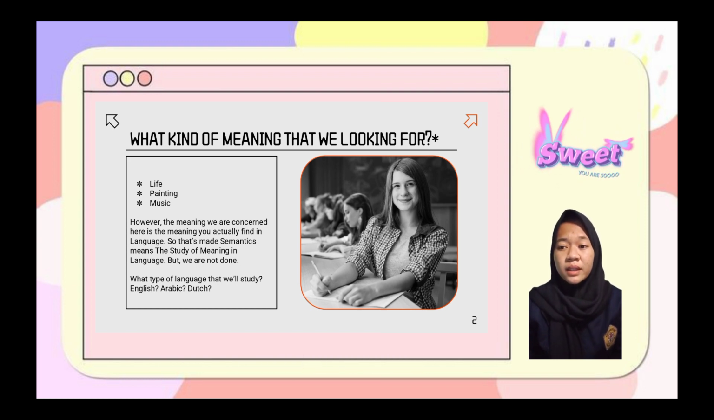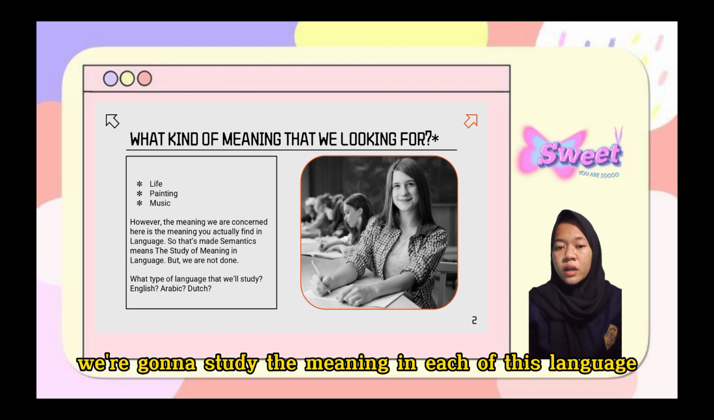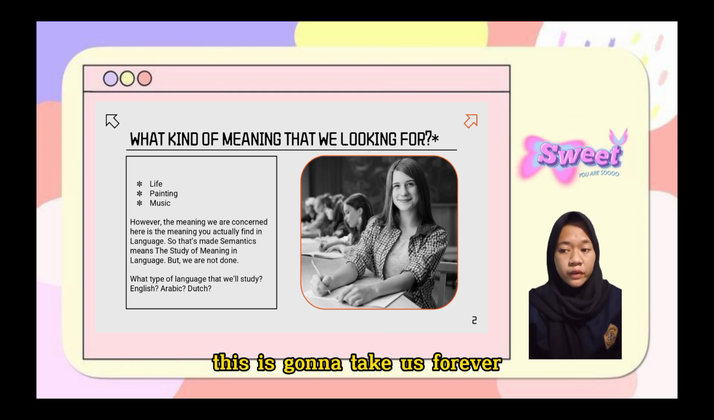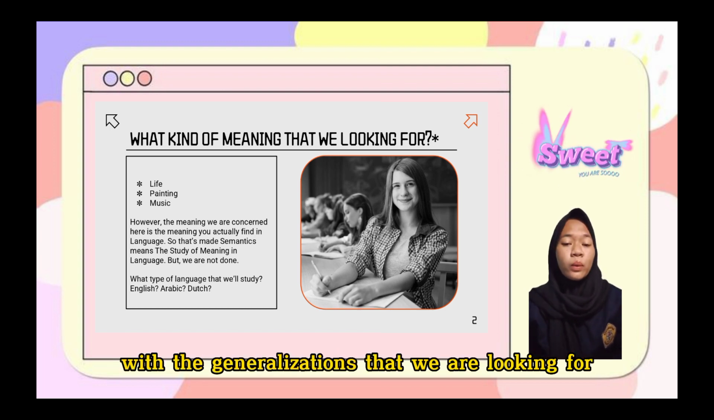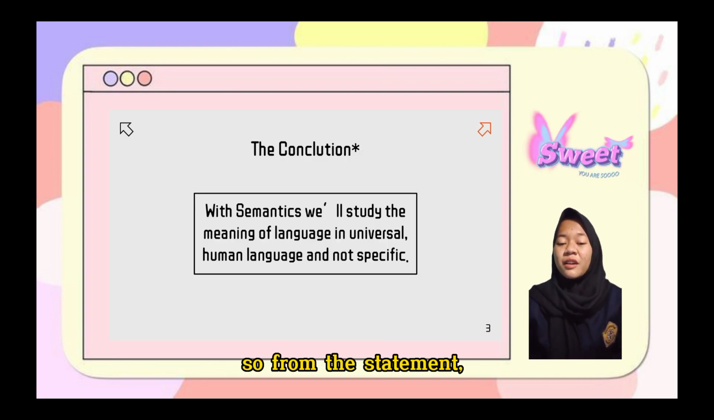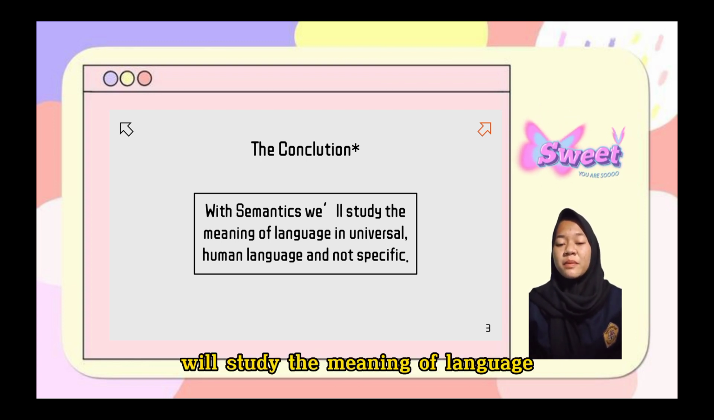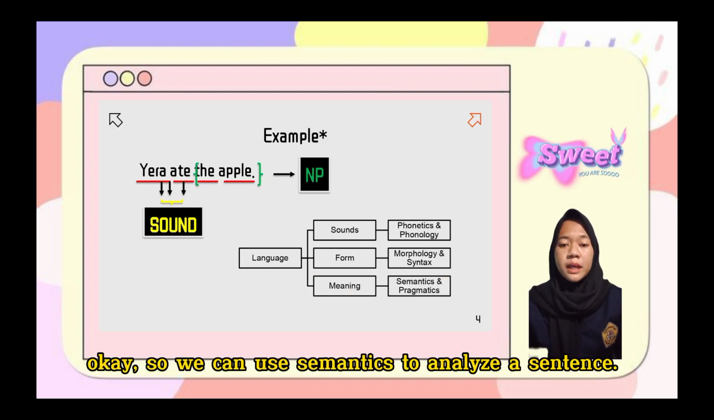English, Arabic, Dutch. The fact of the matter is we're going to study the meaning in each of these languages individually. This is going to take us forever, and we probably won't come up with the generalizations that we're looking for. So, from the statement, we can conclude that with semantics, we'll study the meaning of language in universal, human language, and not specific.